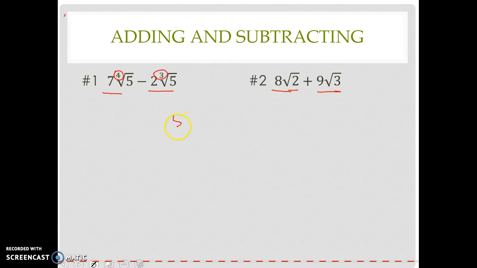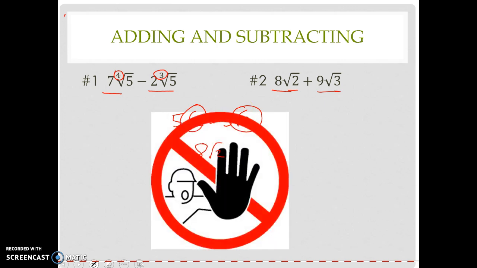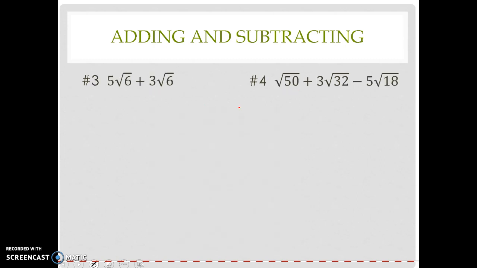We could do something like this. If we had 5 times the square root of 2 plus 3 times the square root of 2, we could add those together. That would be 8 radical 2's. But the reason we can do that is because the radicals are identical. But we cannot do number 1, we cannot do number 2. And so that's just a situation where you have to stop. You can't do it unless the radicals are identical to each other. So let's move on and look at ones that we can do.